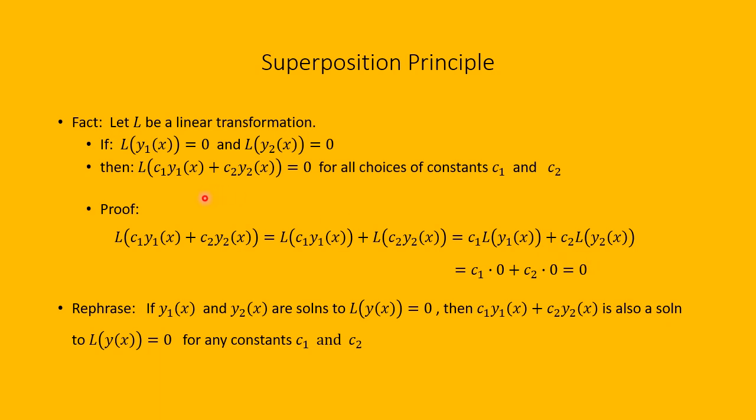So what we have seen is that if these two functions y1 and y2 give you 0 when you apply L to them, then L of any linear combination of them is also 0. Since we're talking specifically about differential equations, we can say that if y1 of x and y2 of x are solutions to L of y of x equals 0, then this linear combination of those two functions is also a solution to L of y equals 0, no matter what values the constants c1 and c2 have.